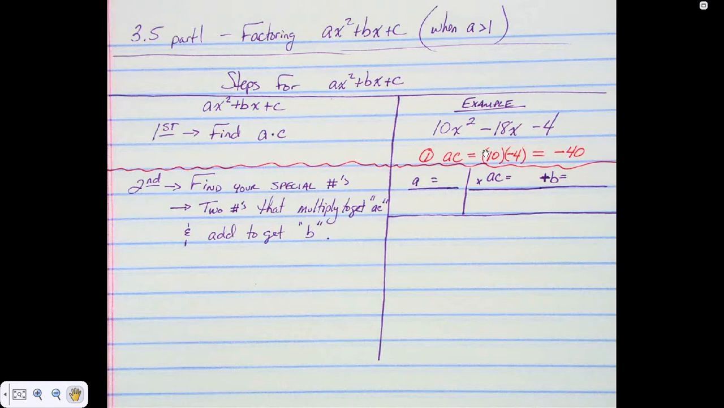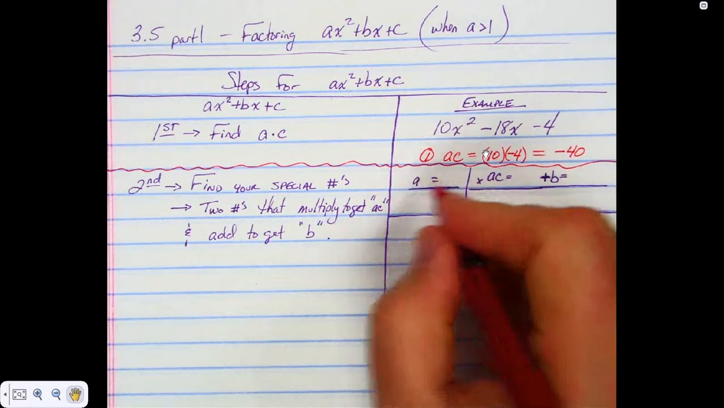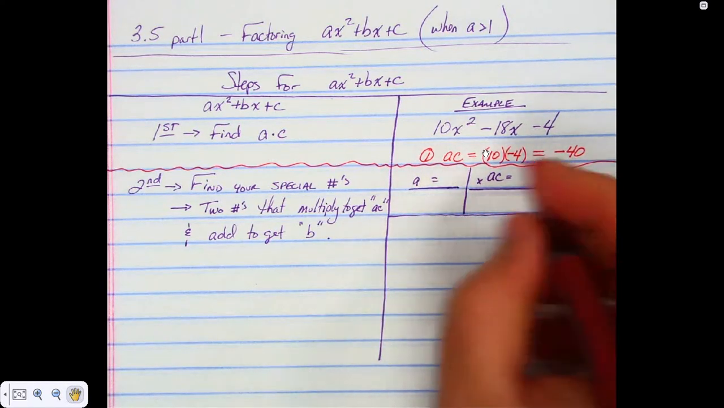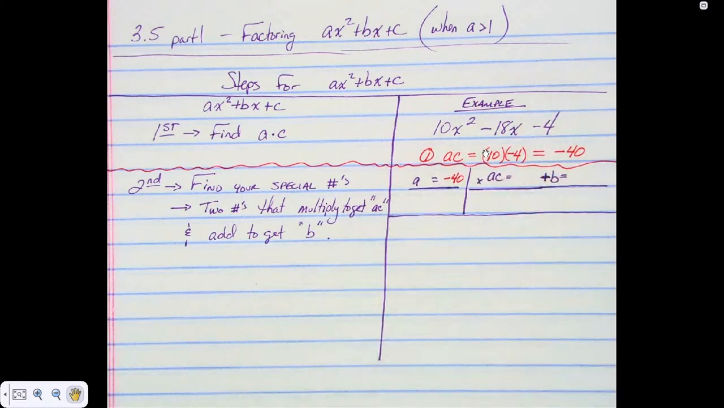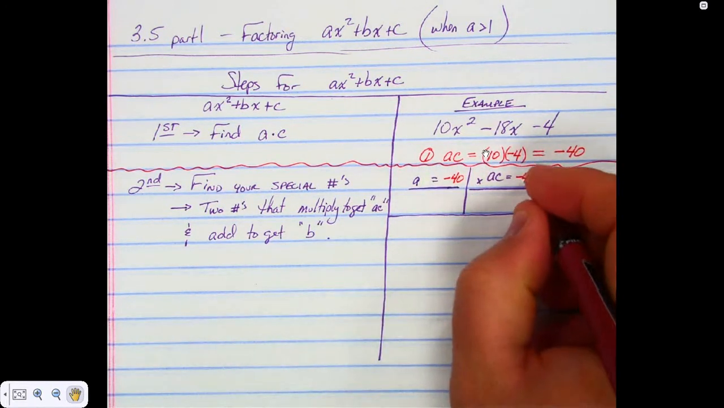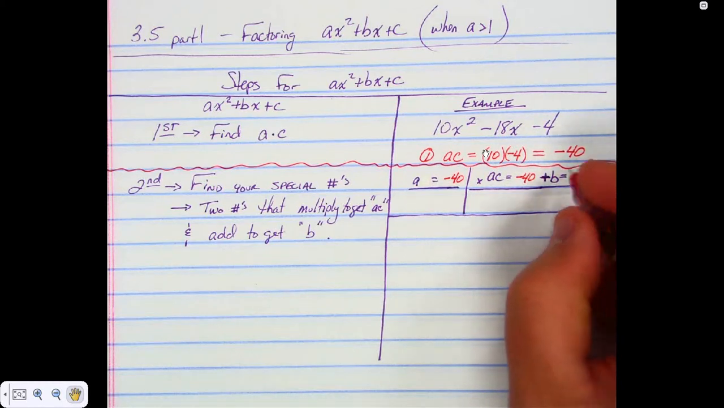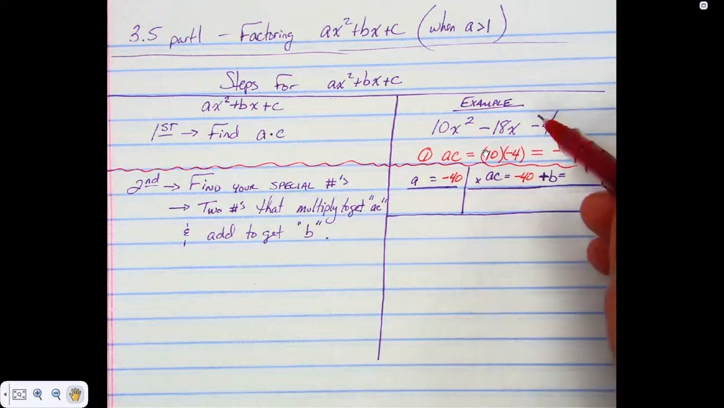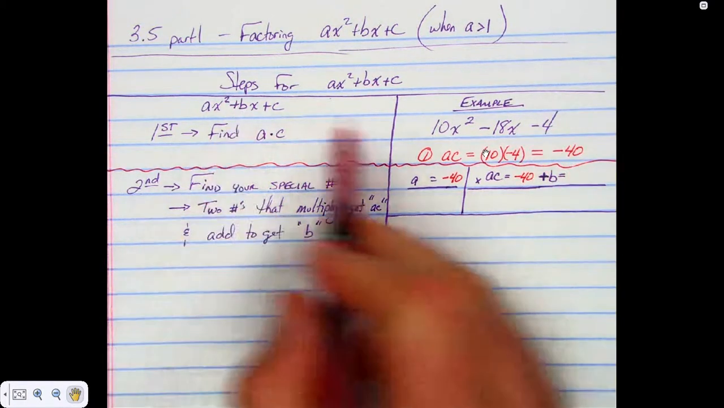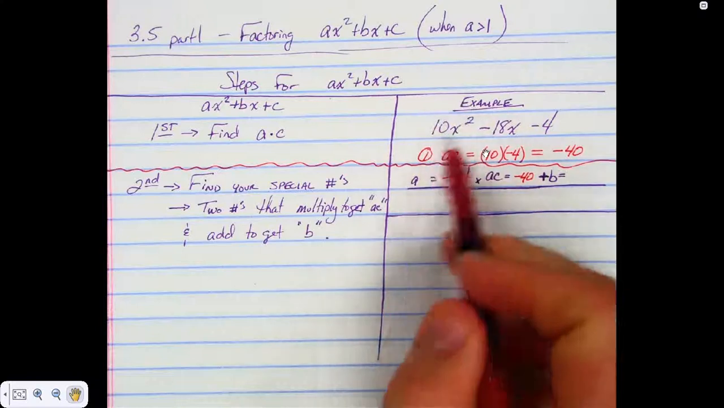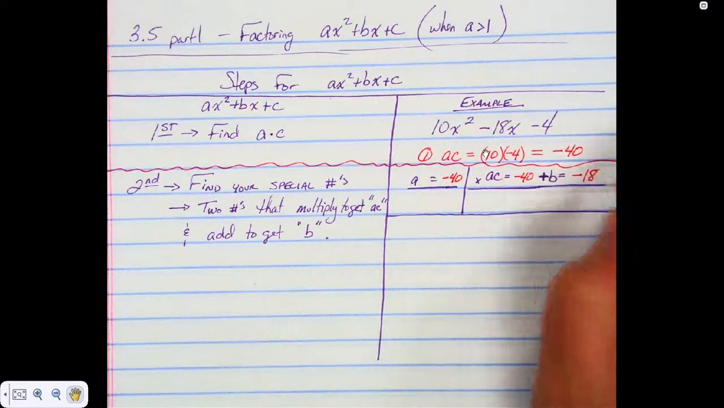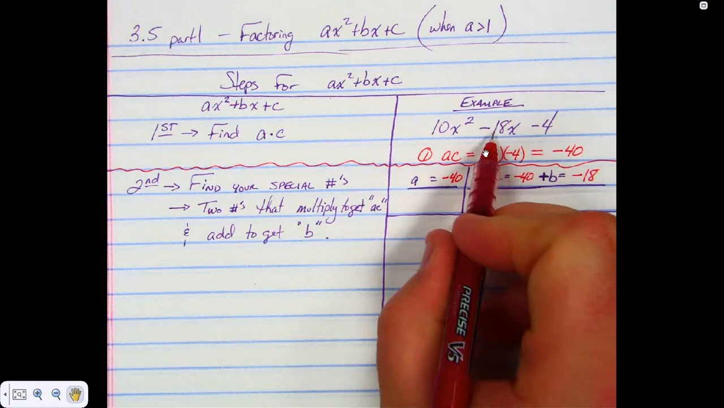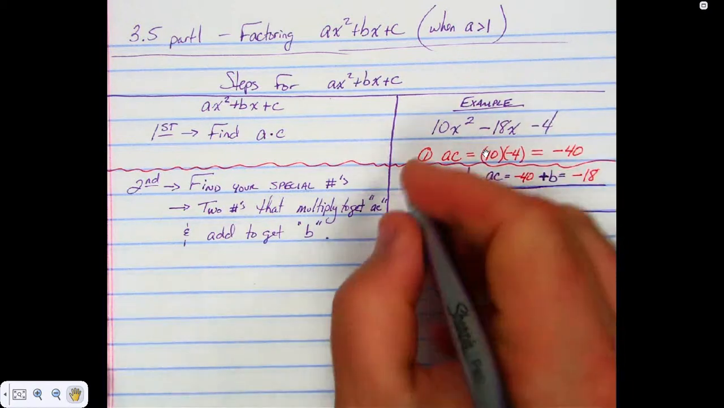So what is A, and this is what I'm going to expect you to do on your worksheet too. What is A times C in this case? Negative 40. So we're going to find the two numbers that multiply to get negative 40 and add to get what? Negative 18. Add to get B. So we have to look up here at our original equation and figure which one is the B. That's the middle term. In this case, it's a negative what? Does everyone see where I got the negative 18 from?